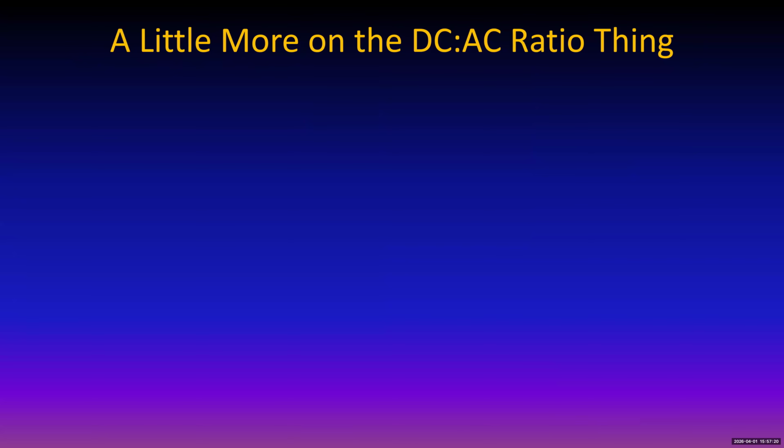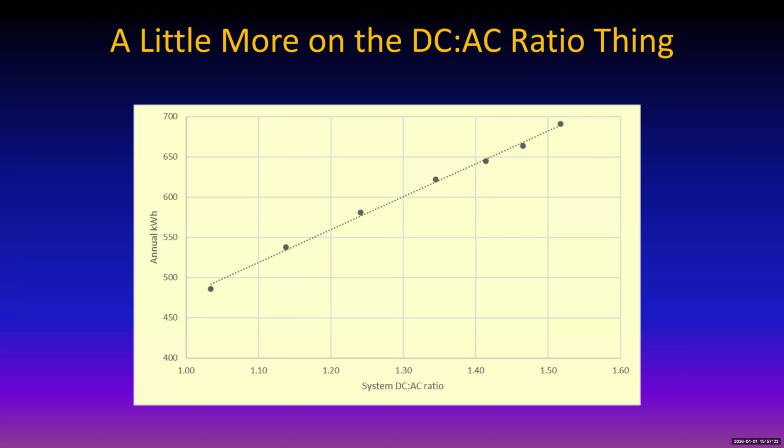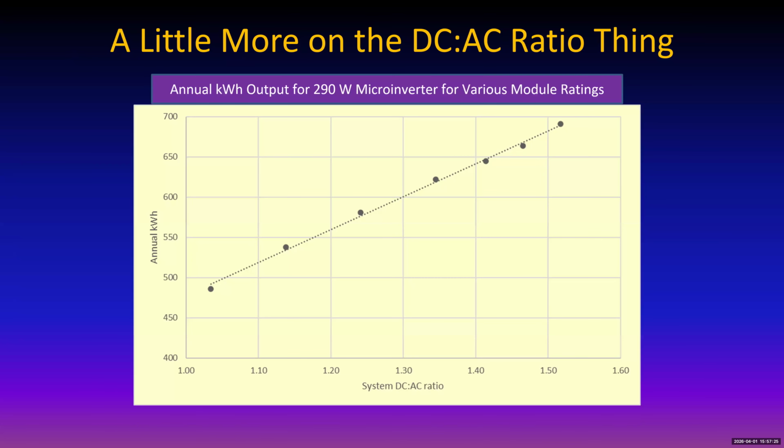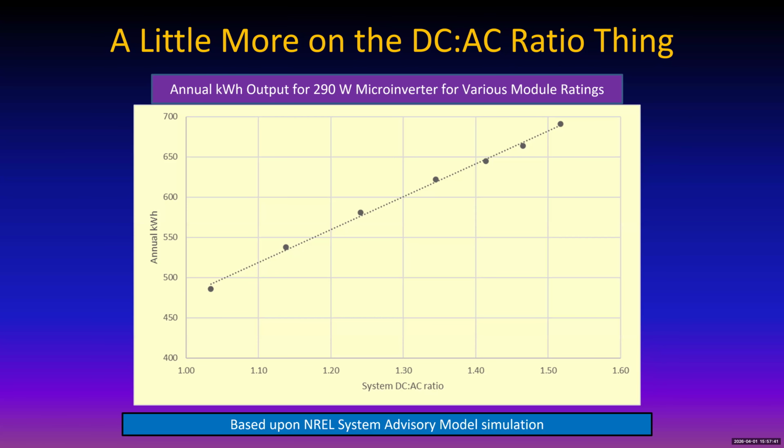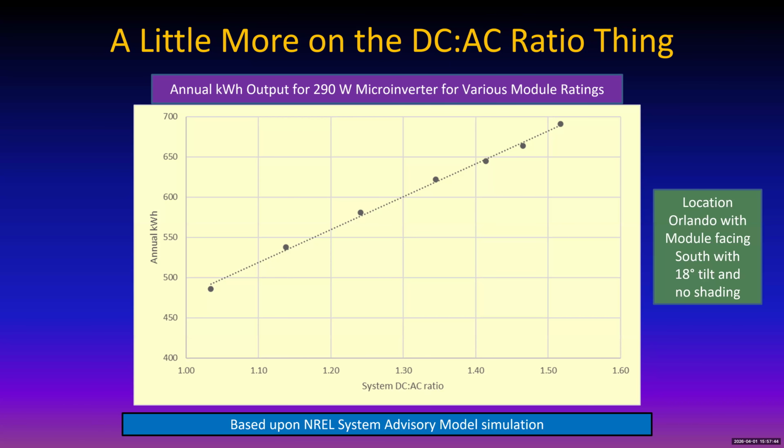Now, we were talking about the DC to AC ratio thing, and here's a graph. If we have a 290 watt microinverter with different module ratings, we're looking at the annual kilowatt hour total energy production. This is a simulation with the, this is no longer the National Renewable Energy Laboratory, of course, it's the National Laboratory of the Rockies, but it used to be NREL back in the good old days when we believed in solar.